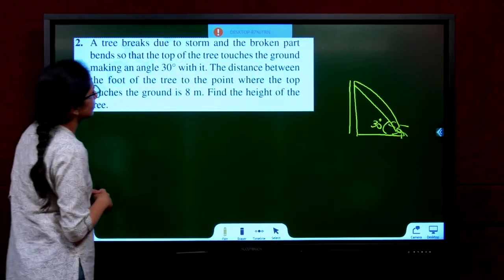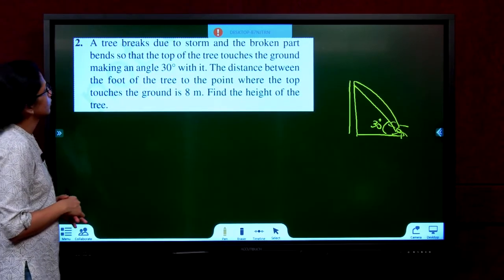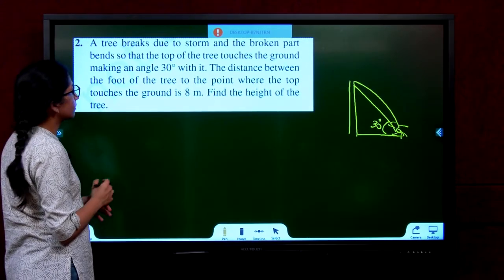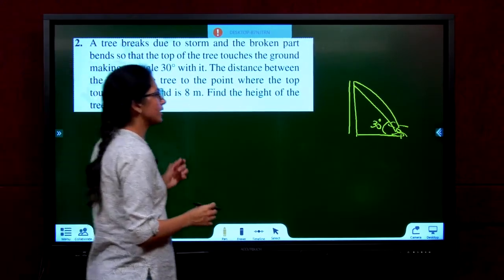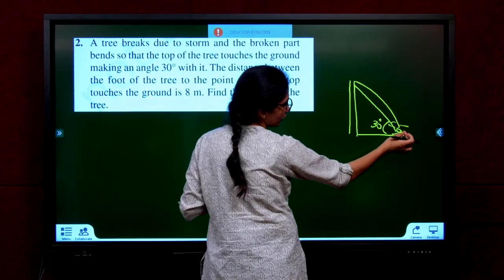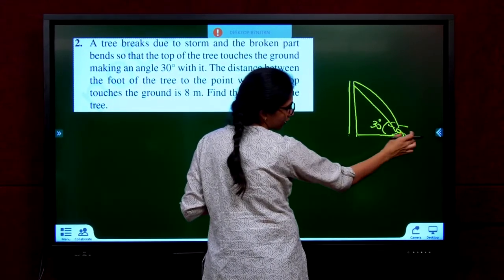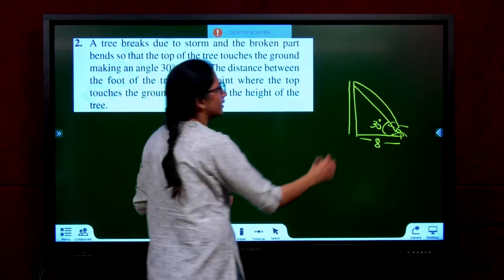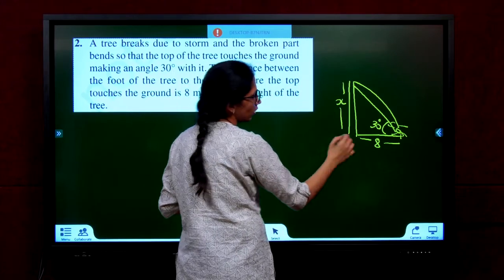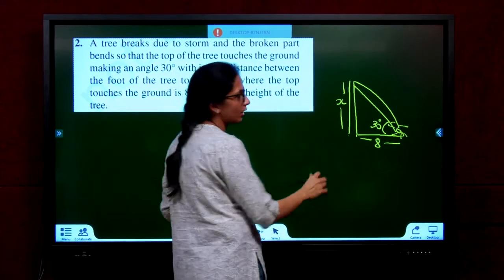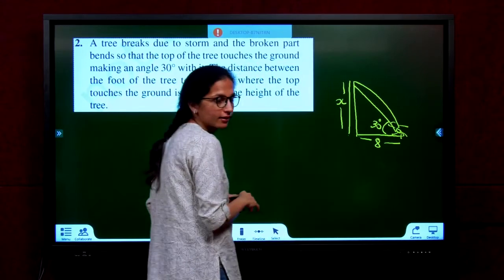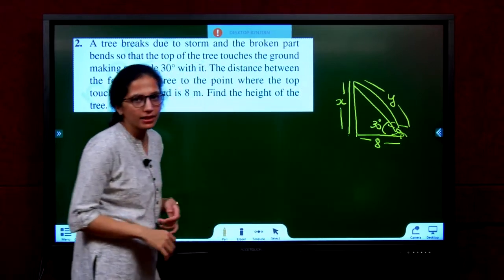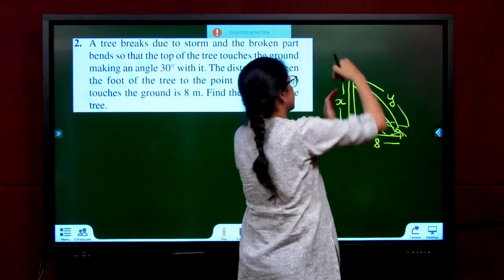They are asking us the distance between the foot of the tree to the point where the top of the tree touches the ground is 8 meters. Find the height of the tree. Height of the tree means what? It's this plus this. Agreed? Yes, so let's call this as x and let's call this as y. X plus y will be the height of the tree, correct?